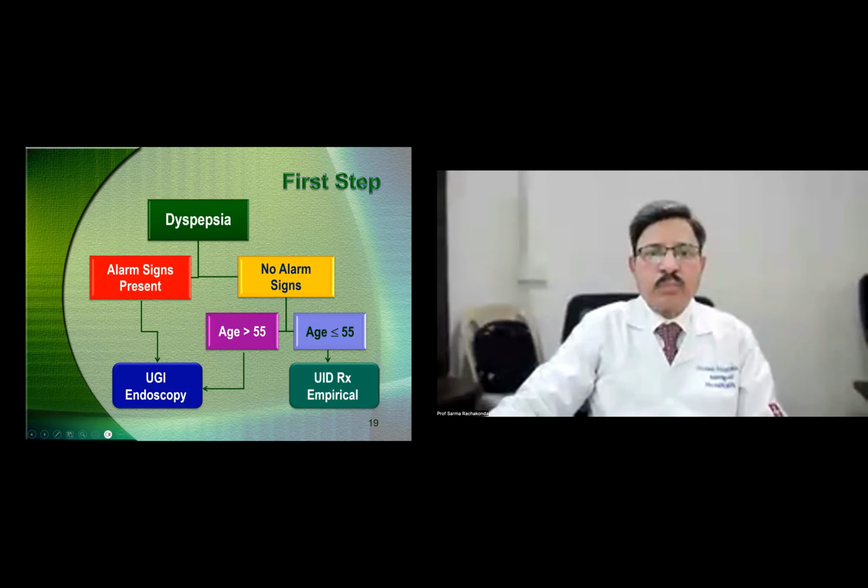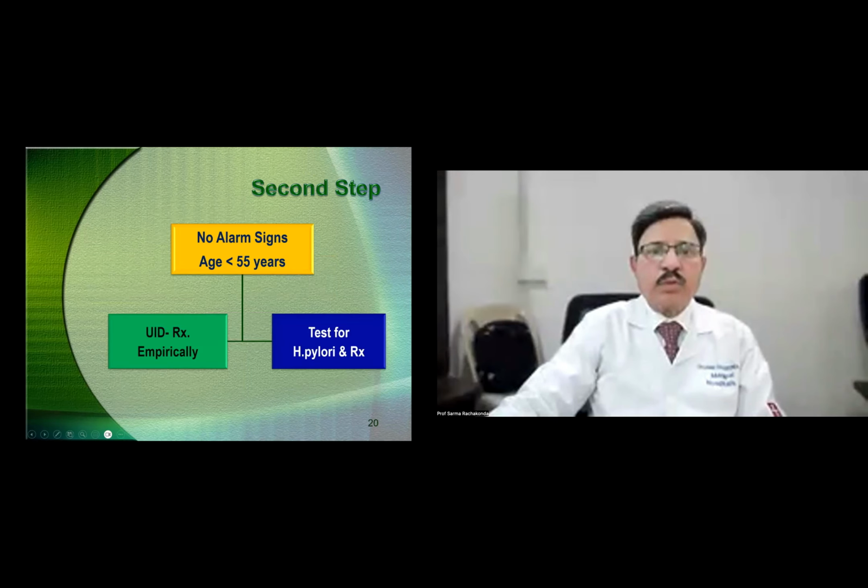So there are no alarm signs and the patient is less than 55. Then you can start treatment empirically, uninvestigated dyspepsia, or test for H. pylori and treat them. That means test and treat or treat and test. Both are available in the protocol. Now let us go for the third step.